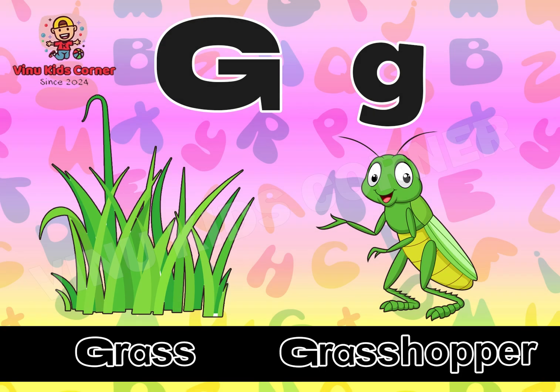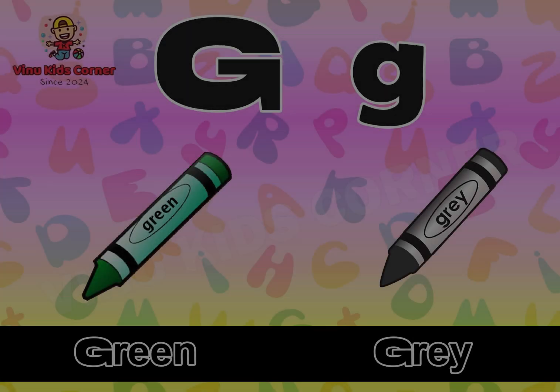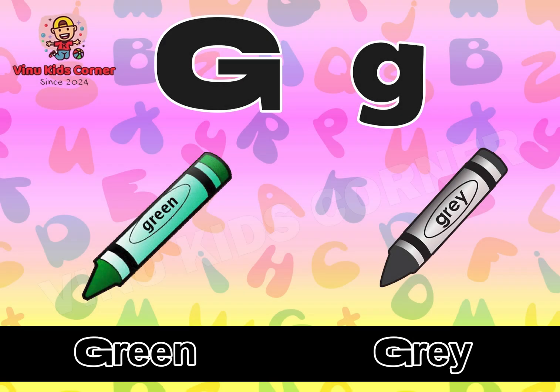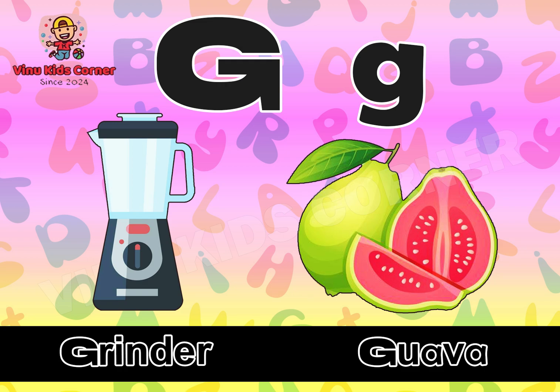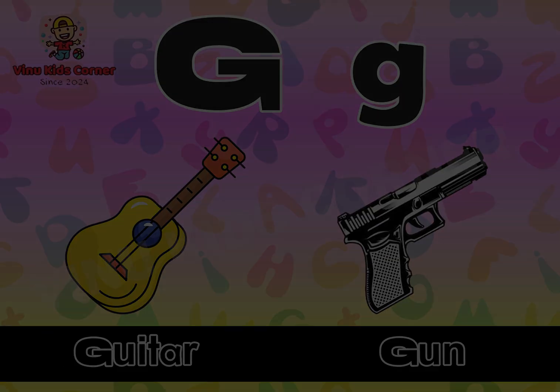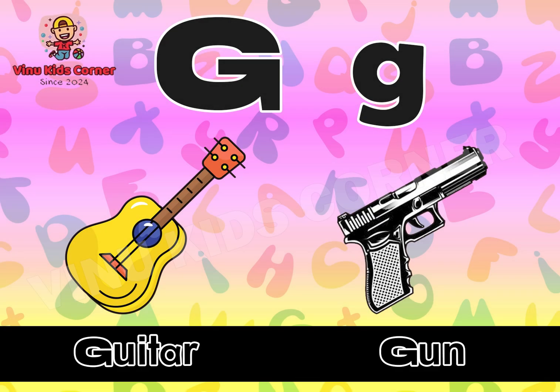G is for grass. G is for grasshopper. G is for green. G is for gray. G is for grinder. G is for guava. G is for guitar. G is for gun.